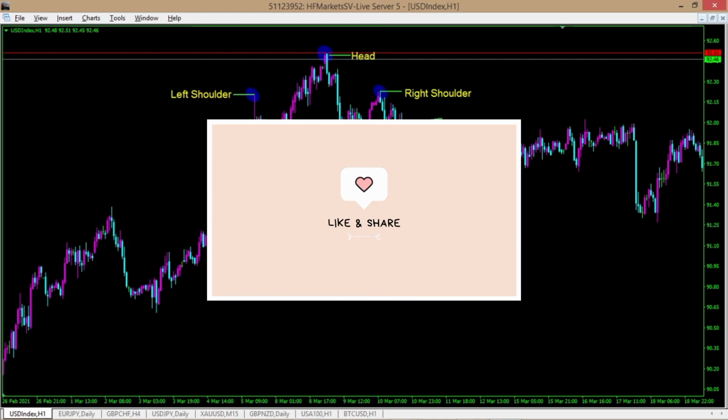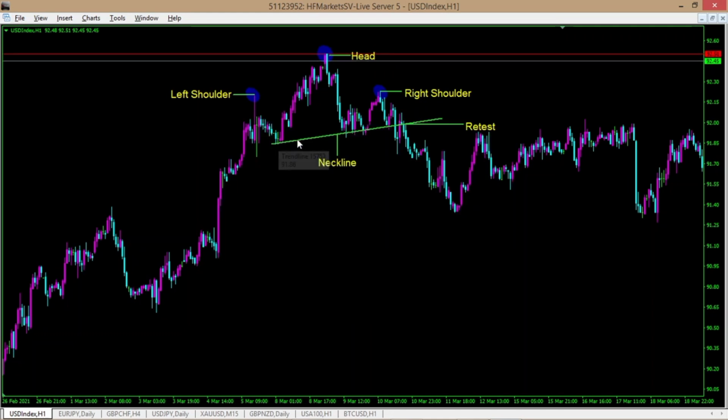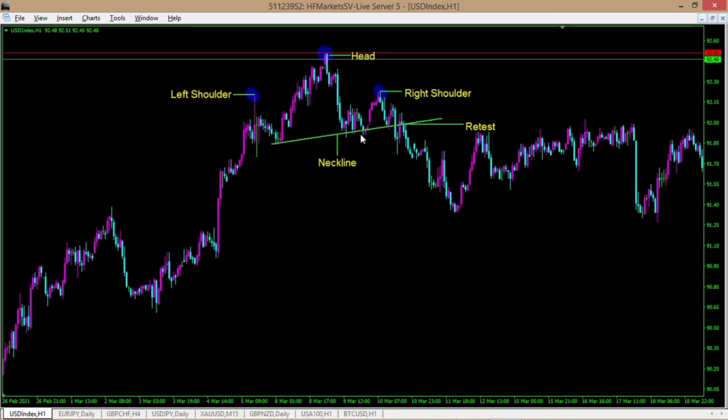What we now do is we connect the base of both shoulders, exactly. So this is the left shoulder, this is where it started, this is where it ended, and this is where the right shoulder started. Or let's just say we connect the base of the head, right? So where the head started on both sides, here and here. We now draw a line that joins them together and we project it out in time. That's our trendline, right? So we call that thing the neckline.